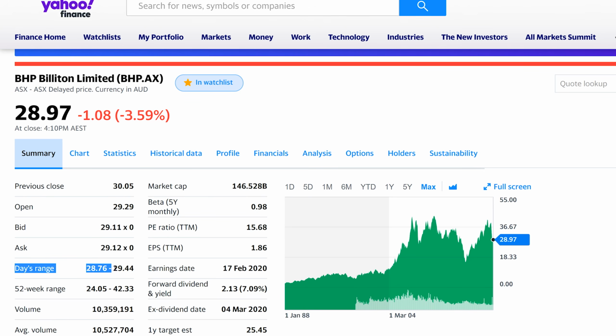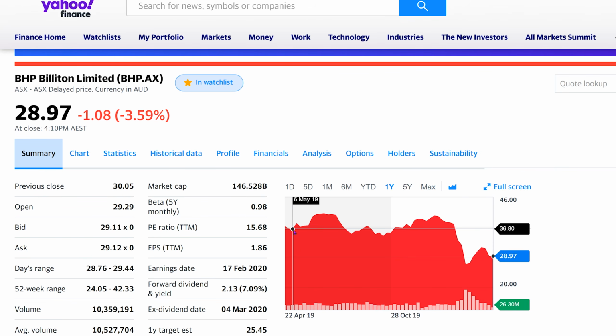All right, next, day's range. This is just showing you the fluctuations throughout the day of the trading stock. So it opened up at $29, it got as low as $28.76, and it got as high as $29.44. And here we've got the same sort of data, but over a 52-week range. So we can see at the moment it's $29, but it was as low as $24, and it also got as high as $42. So if we take this information and go over to the chart here, we can see, yep, that's pretty representative. As high as 41, 42 over here, and it was as low as 24, 25, 26 over here, and currently at $29. So that's the 52-week range.